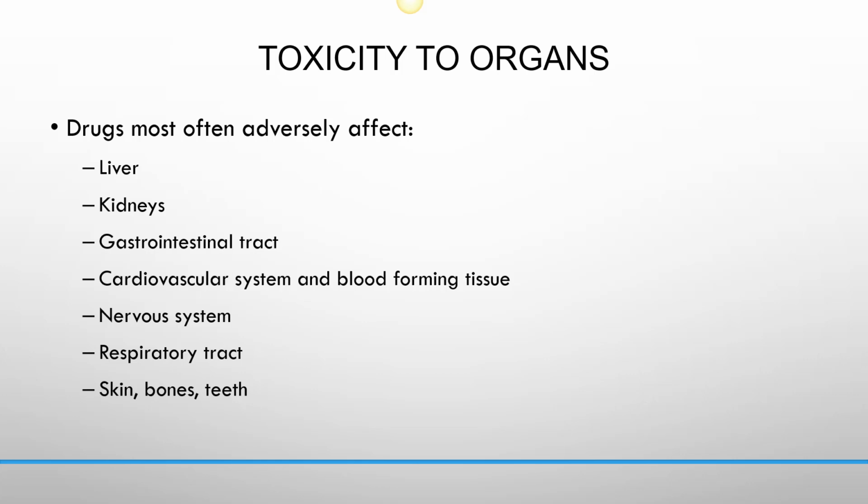Drugs most often adversely affect the liver, kidneys, GI tract, cardiovascular system, nervous system, respiratory tract, skin, bones, and teeth. The liver, it may be obvious if you've taken this in previous classes, cleans toxins out of the bloodstream. So that's the major metabolism hub, and that's going to help deal with a lot of the drugs. If a drug's going to affect any organ, it's usually going to be the liver. The kidneys filter waste out of the bloodstream, so they're another huge target for antibiotics to cause toxicity.